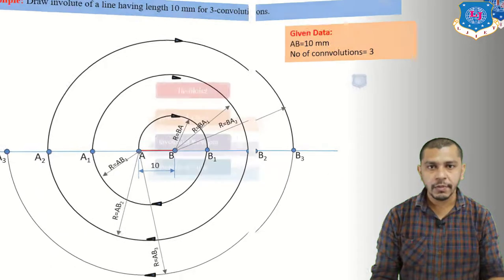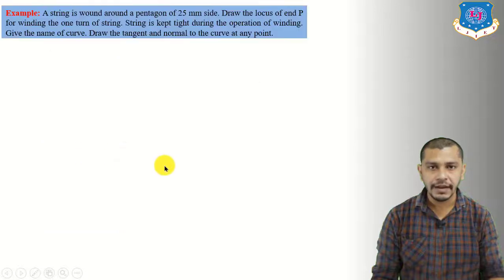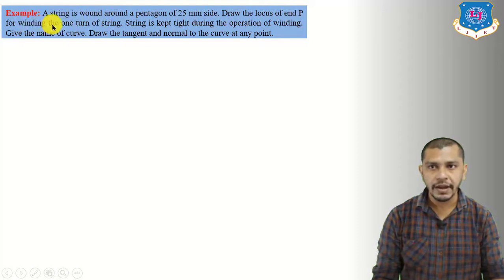Now let's move on to the next problem, involute of a pentagon. The problem is: a string is wound round a pentagon of 25 mm side. Draw the locus of end point P for winding 1 turn of the string. The string is kept tight during the operation of winding. Give the name of the curve. Draw the tangent and normal to the curve at any point. Here the curve will be the involute because the question represents the definition of the involute.